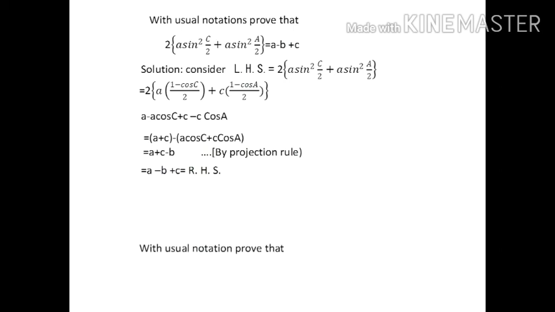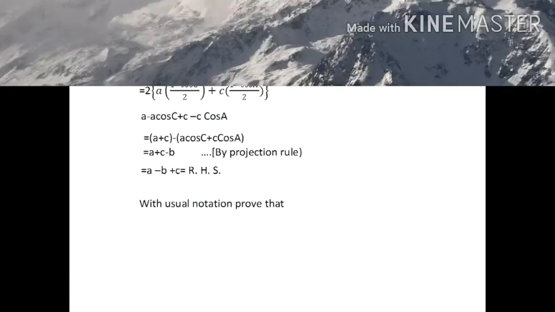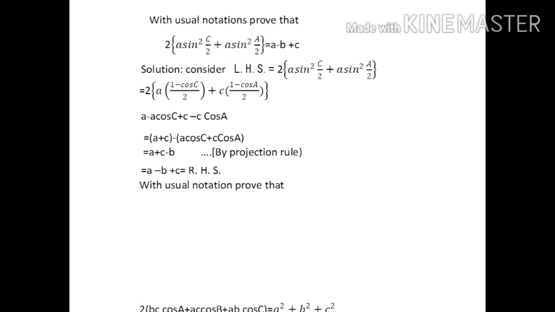Next example, with usual notation prove that 2 into BC cos A plus AC cos B plus AB cos C is equal to a square plus b square plus c square.